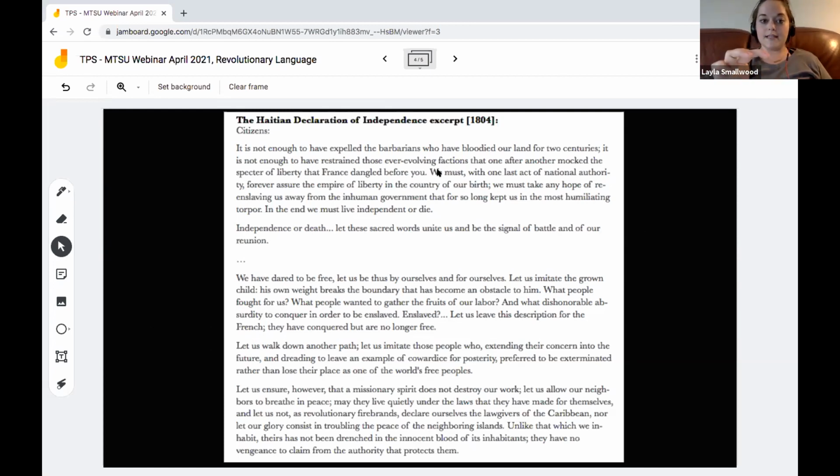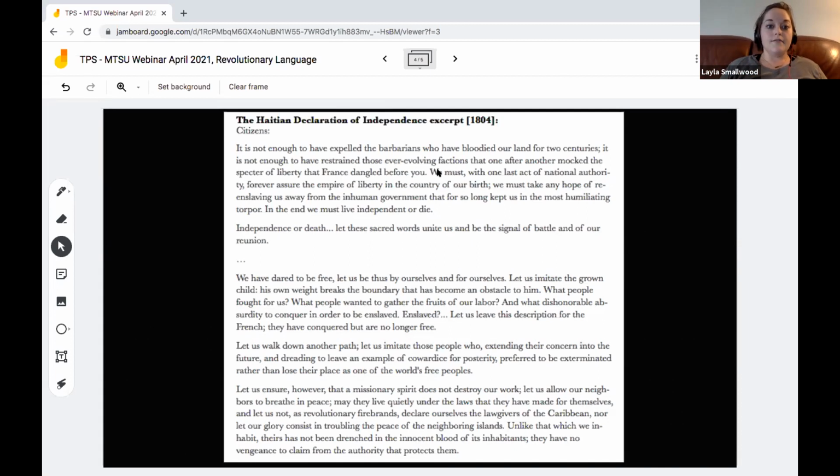I've taken a few pieces from the beginning of the Haitian Declaration of Independence and a few from a middle chunk. So this one is actually Jean-Jacques Dessalines, and he is giving this speech, and it is the Haitian Declaration of Independence. So it starts out as citizens.